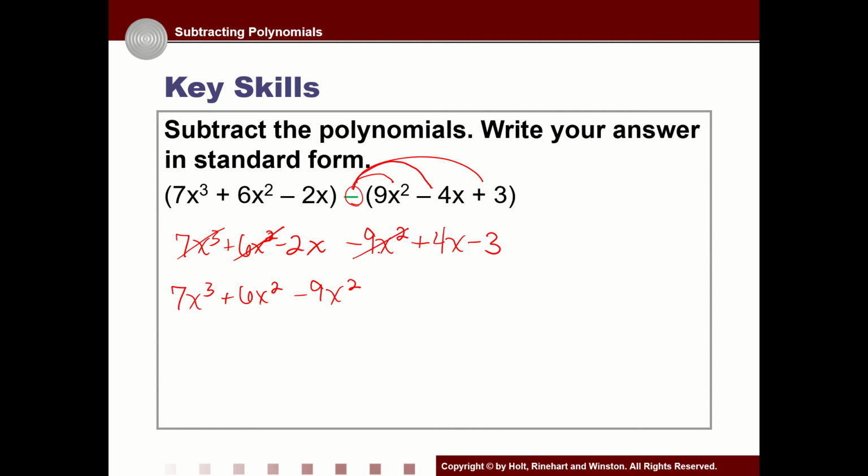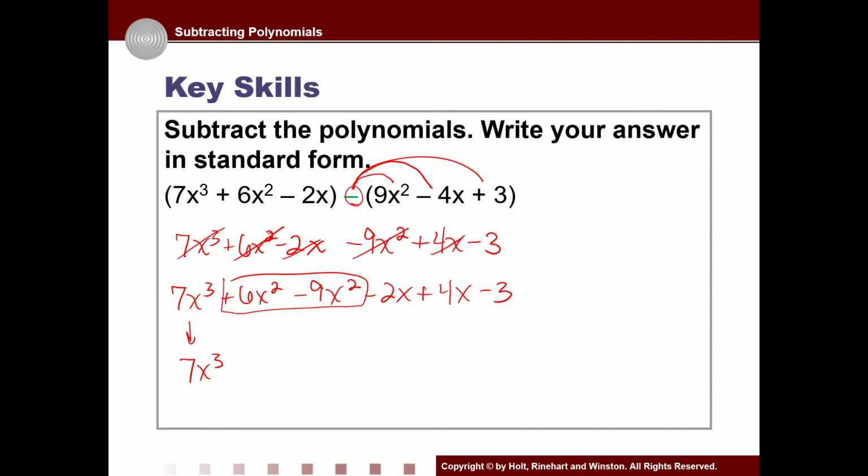No other x squared, so I come back here, minus 2x. I look for a like term for 2x, well, 4x will do it, plus 4x. And the only thing I have left is minus 3. So now I rearranged and wrote my like terms next to each other. It might be a little easier to see to combine. So 7x to the third did not have a like term. That's going to come down the way that it is.